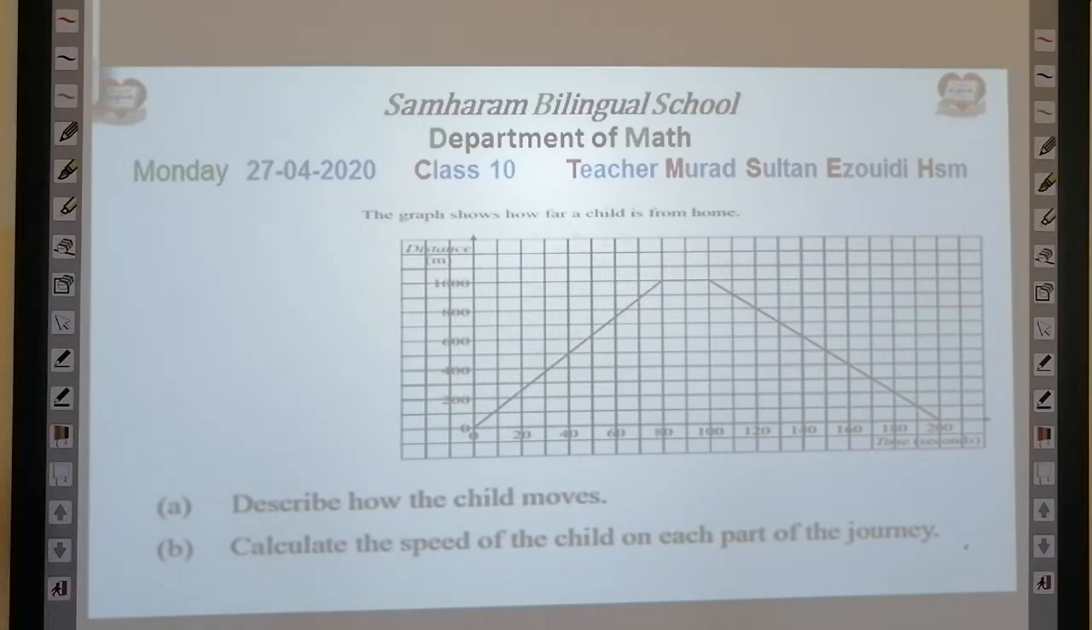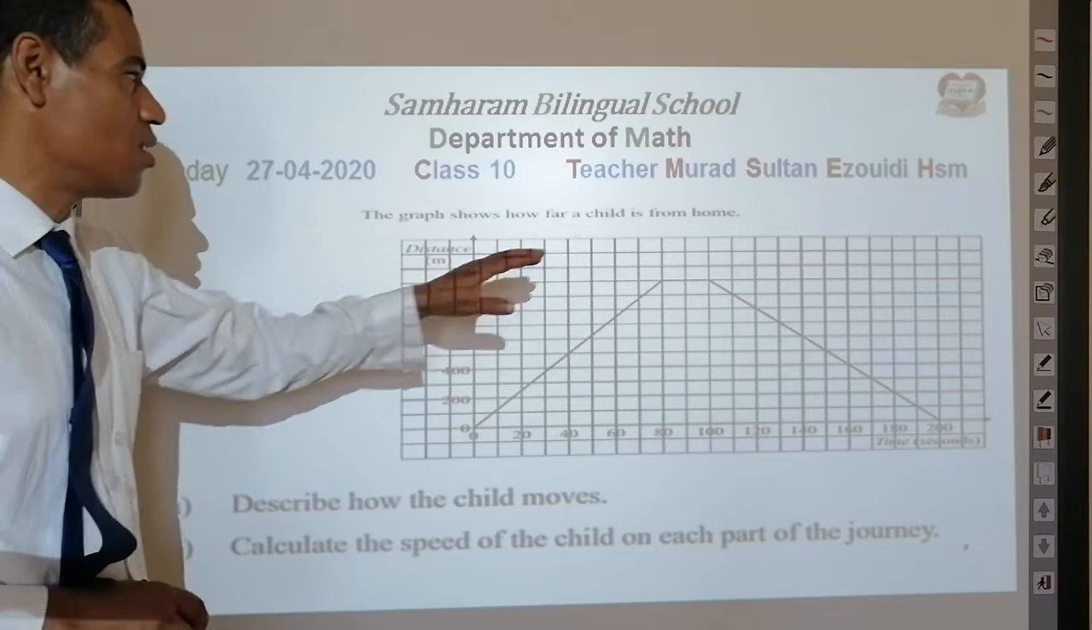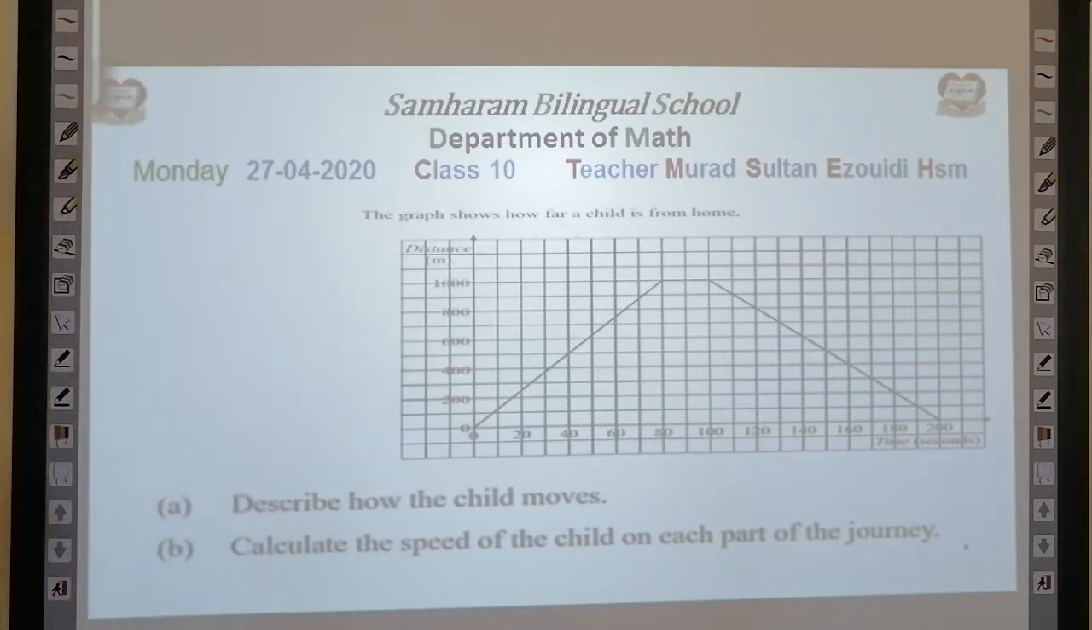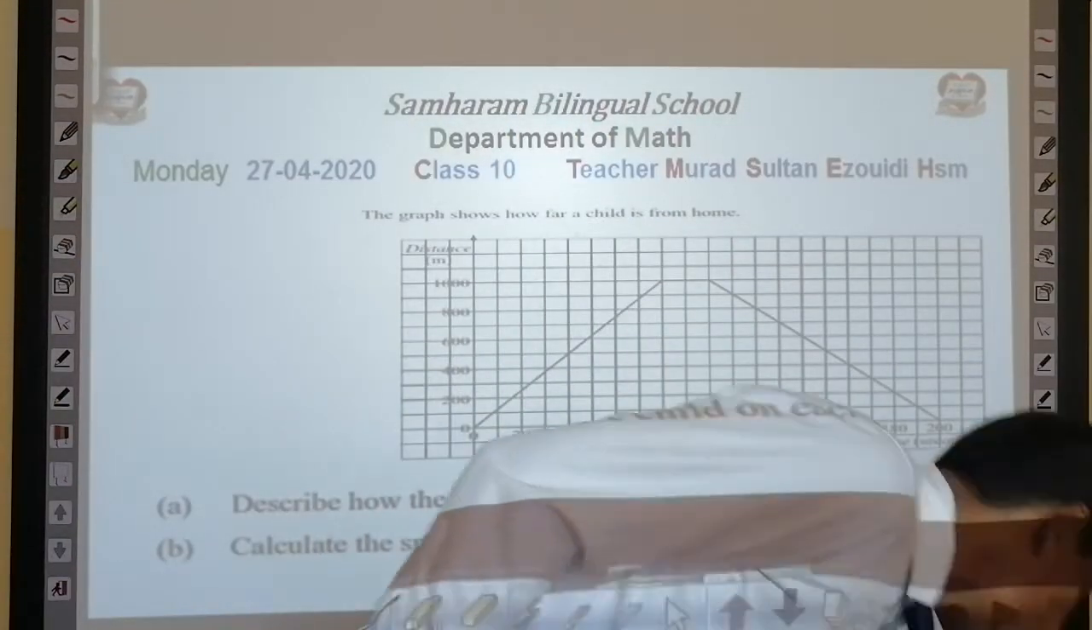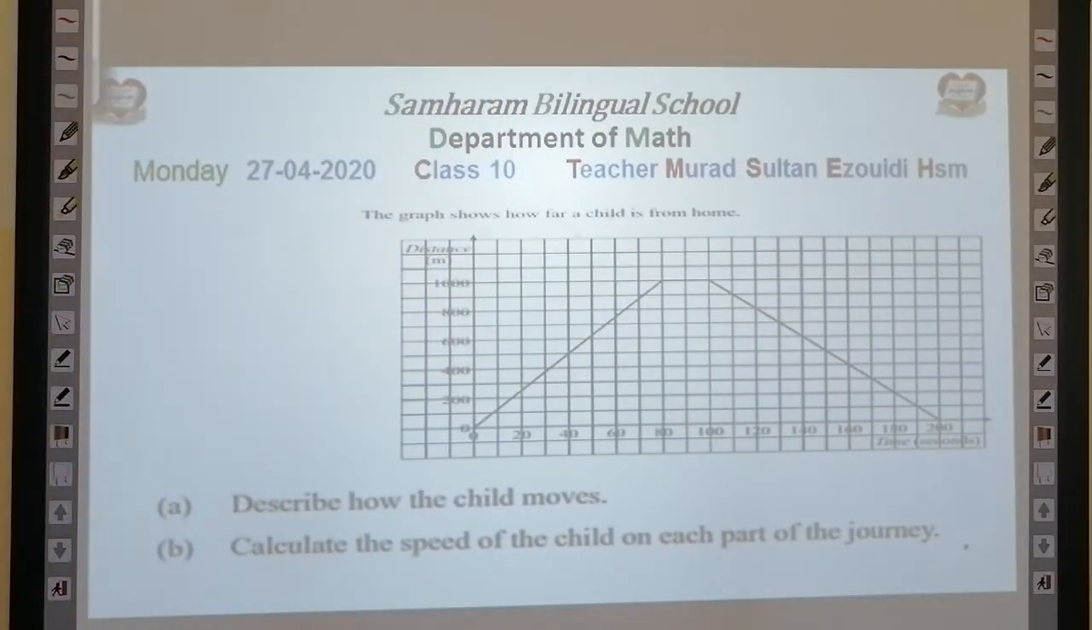Now exercise. The graph shows how far a child is from home. Who can read the question? Describe how the child moves. Then calculate the speed of the child on each part of the journey. Look, describe how the child moves.